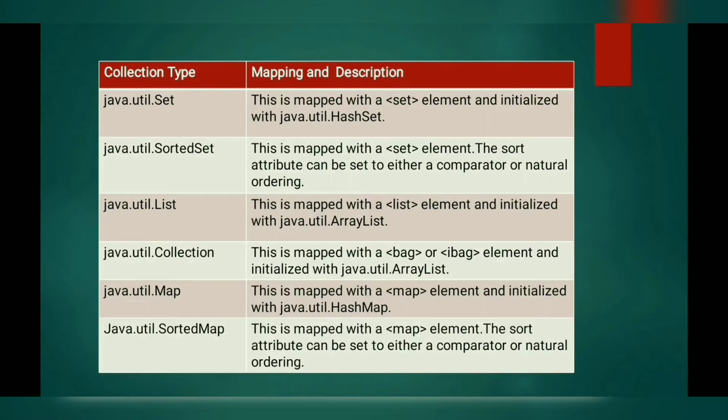Third one is your list. This is mapped with list element and initialized to array list. Next is your collection. It is mapped with bag or idbag element and it is initialized with array list. Next is your map. It is mapped with map element and initialized with hash map. The last one is sorted map. This is again mapped with the map element. Here also the sorting is done in natural ordering.